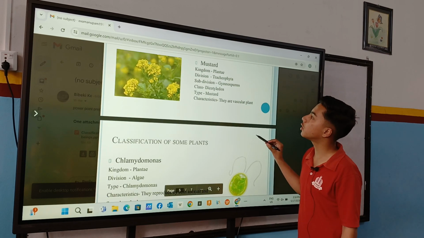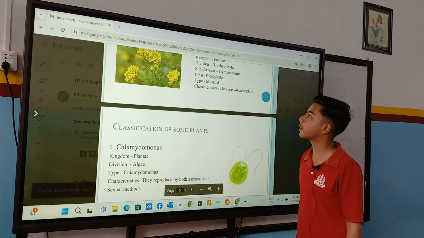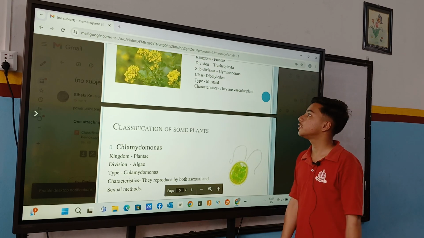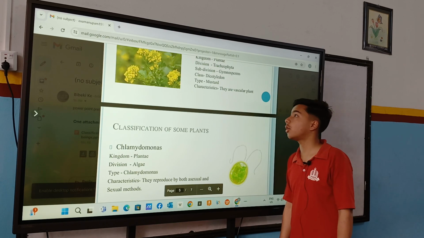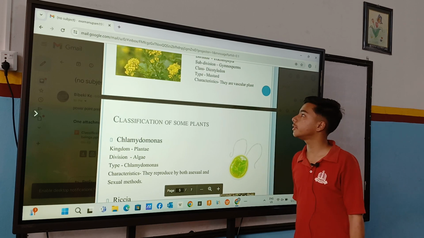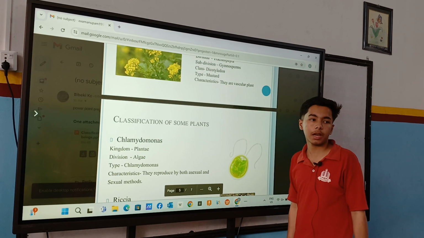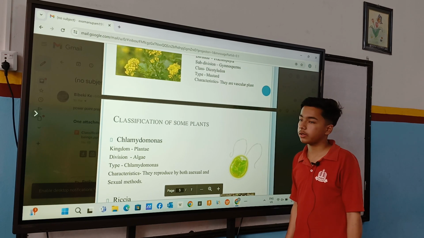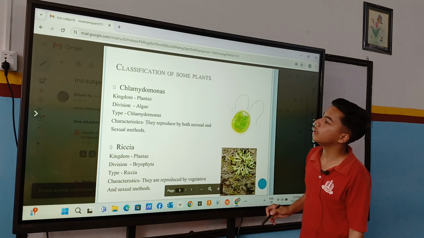Another plant is mustard. Mustard lies in the Tracheophyta division. It lies in the Gymnosperm subdivision, as it is also a dicotyledon plant. Some characteristics are that they are vascular plants and they have two cotyledons.